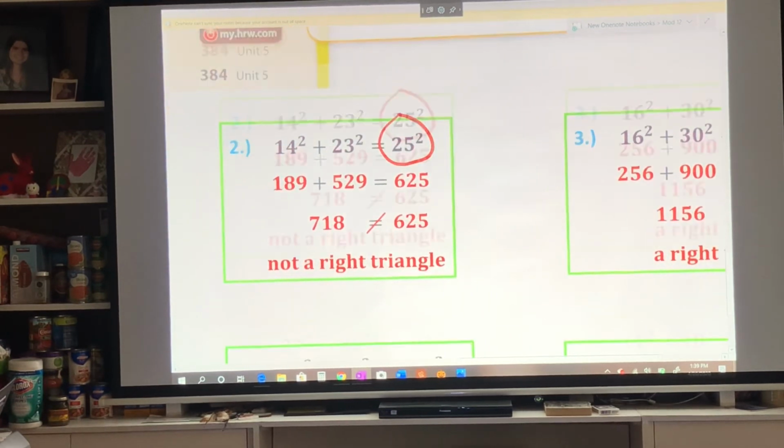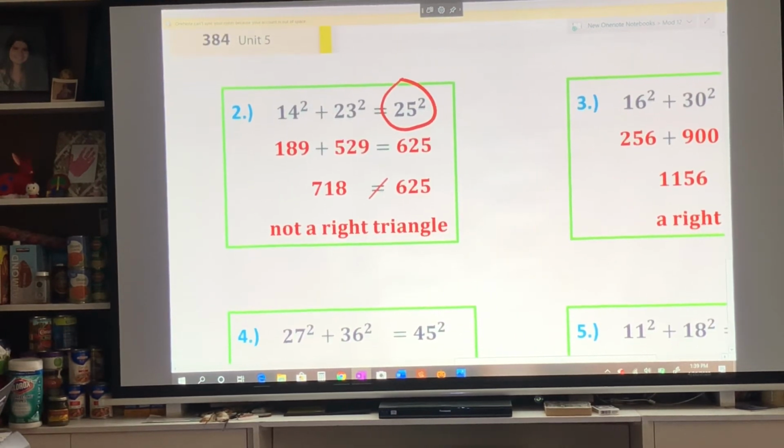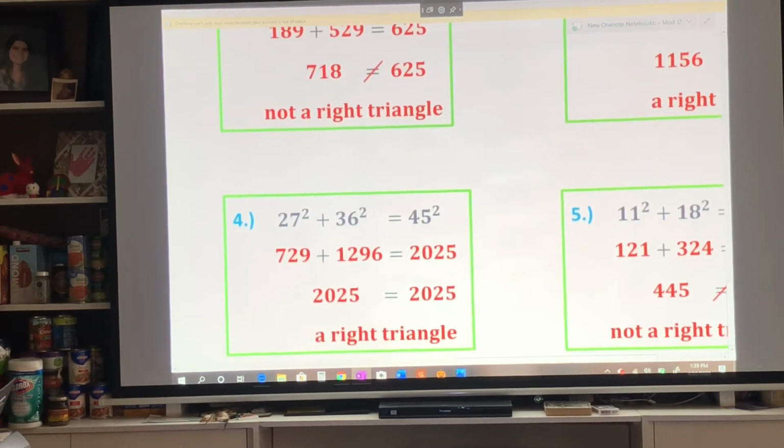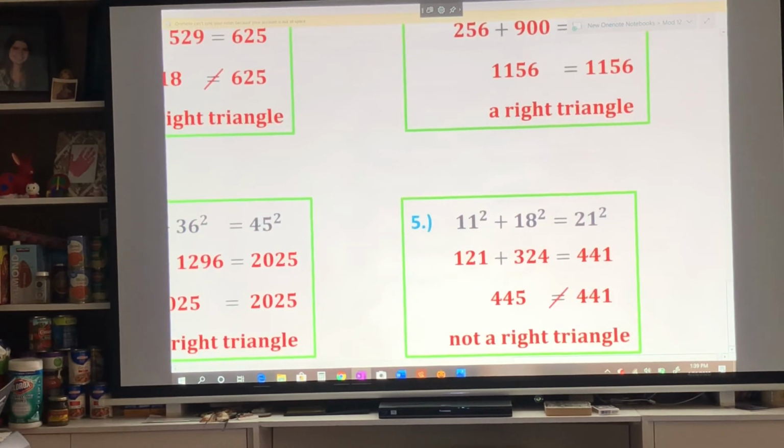On number 4, do the math. Yep, it's a right triangle. Left side equals the right side. And on number 5, same thing. Not a right triangle. 445 does not equal 441.